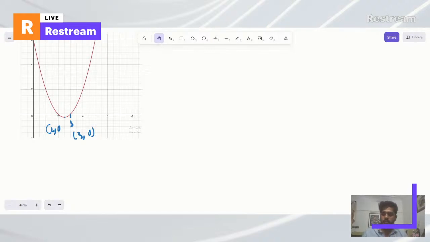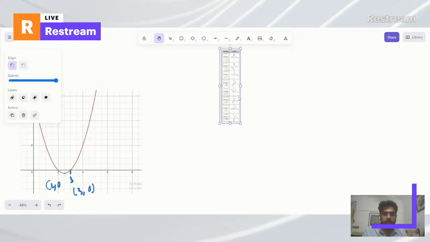So right now what I'm going to do is give you guys a sheet for the graph. This is a very important sheet. There are some of the shapes of the graph. So here's a sheet.